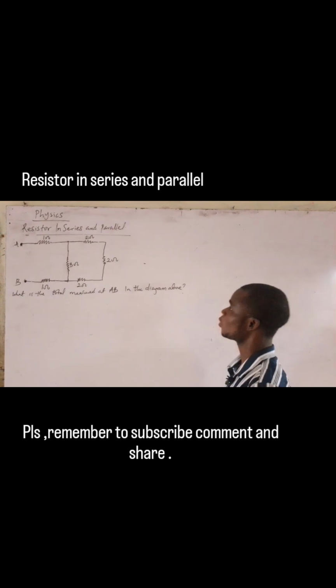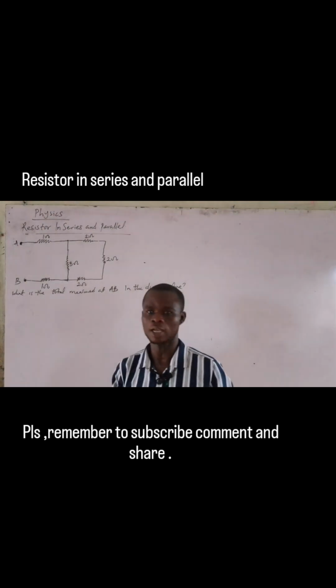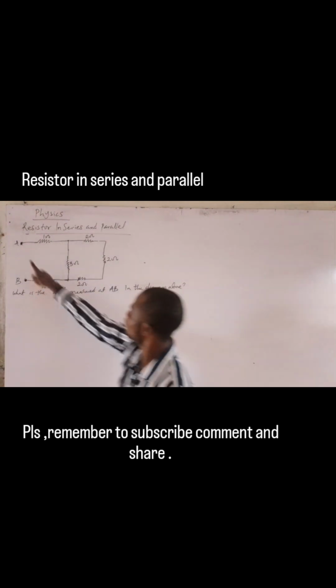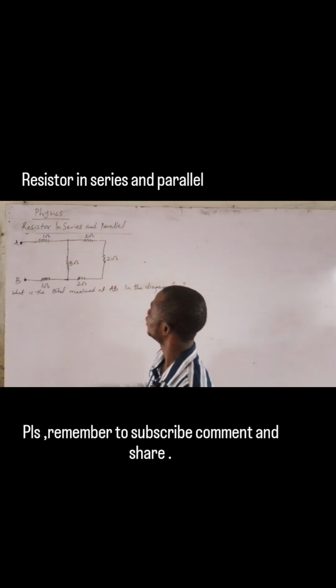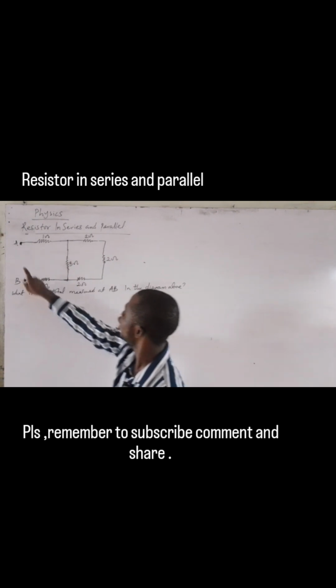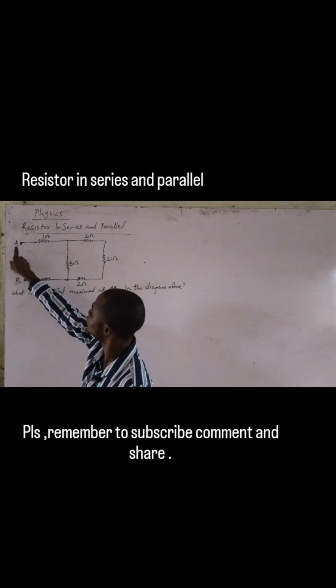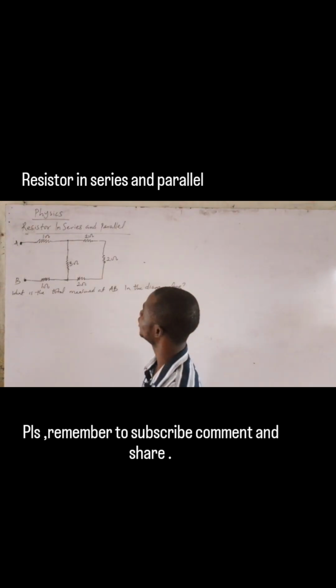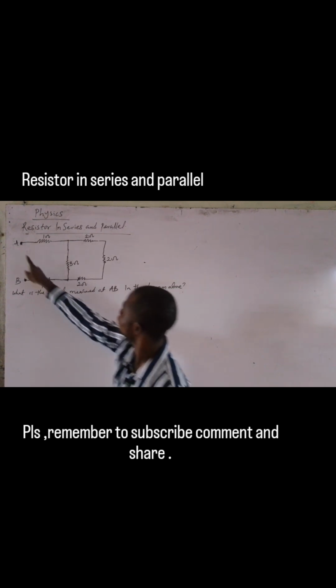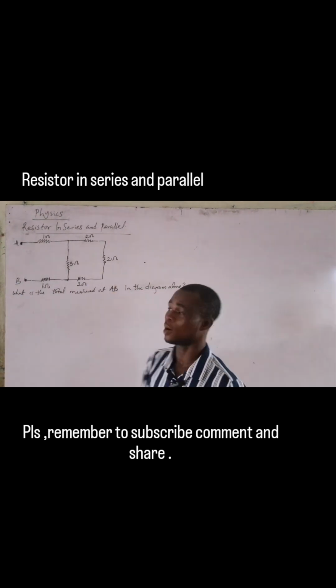Today we are looking at the topic of resistors in series and in parallel. Now this is a circuit diagram. This is point A and this is point B. Look at this circuit diagram. It is an open circuit because a voltage is not connected between point A and point B. And we were asked to find the total resistance measured at point A and B in the diagram above.